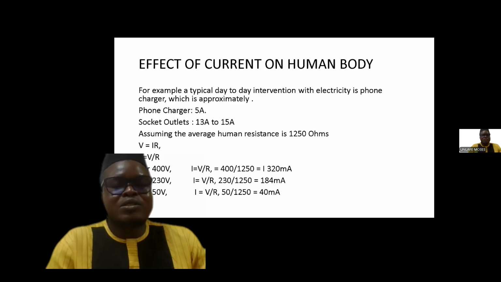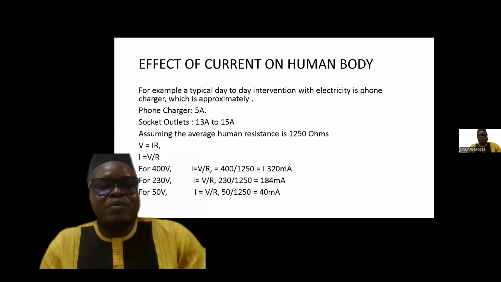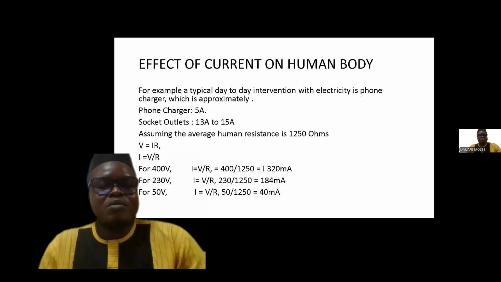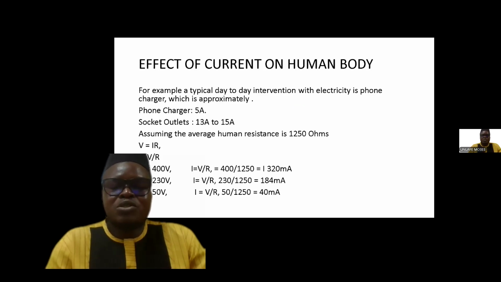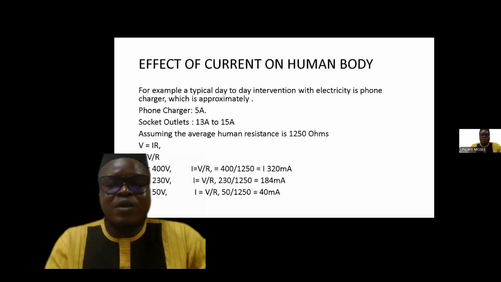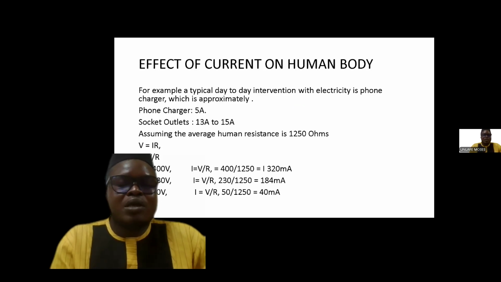Now, take for instance, you have a charger of 5 amps. If you calculate it, you are going to know how the effect will be in your what?